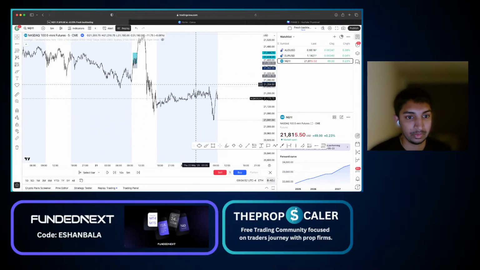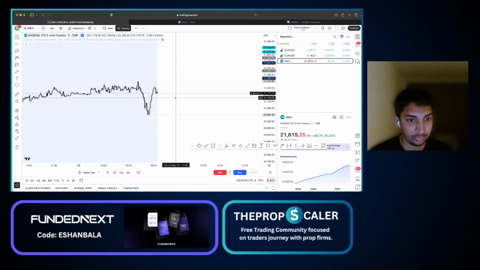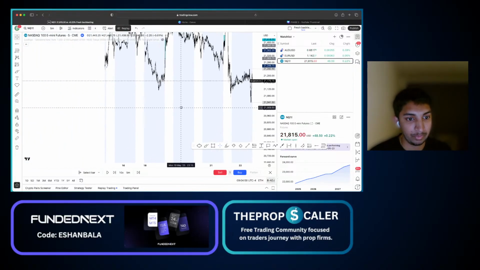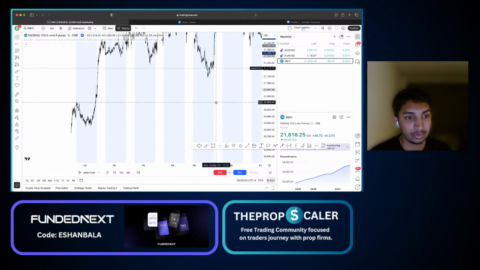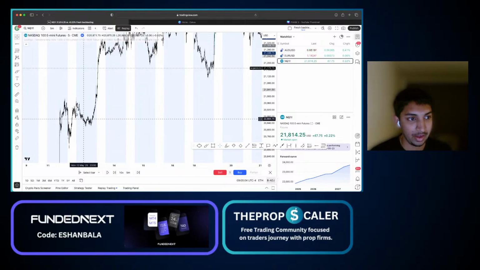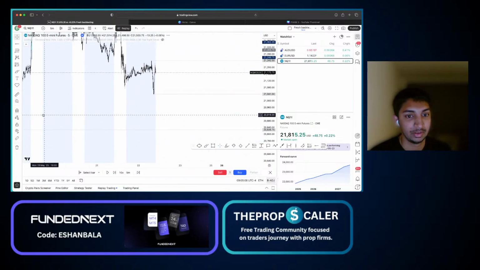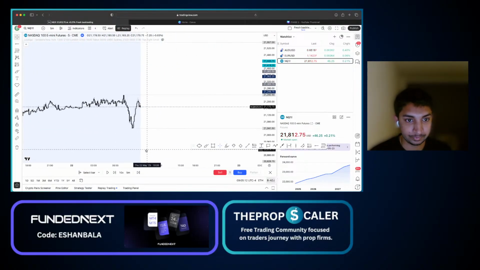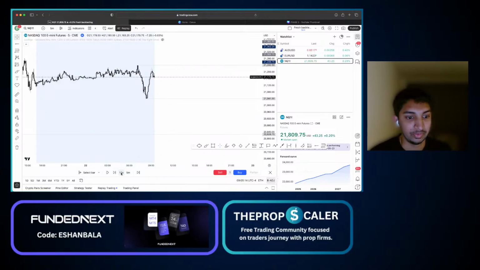So let's see what happens if price was able to break this low or break this high. If it were to break the low and it continues, we don't really have any areas to target. We could target this V shape here. Yeah, I think that's a good area to target. So let's see what happens.